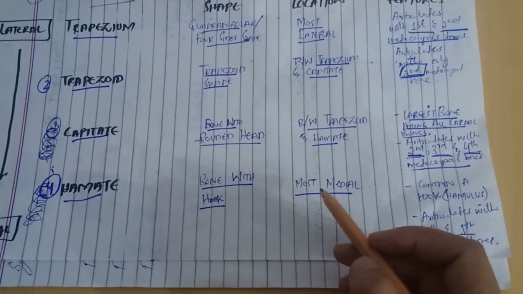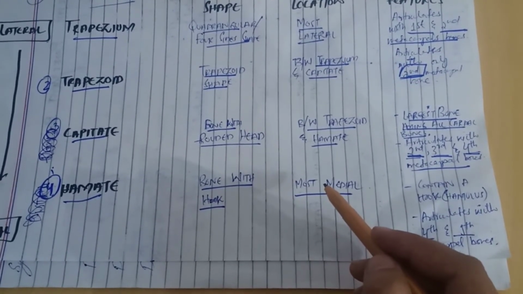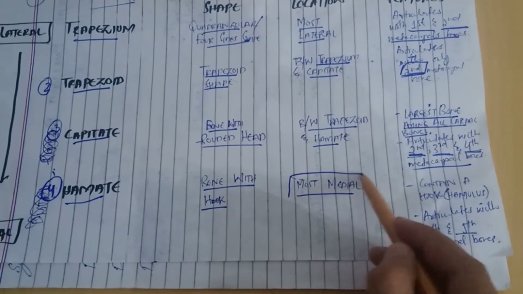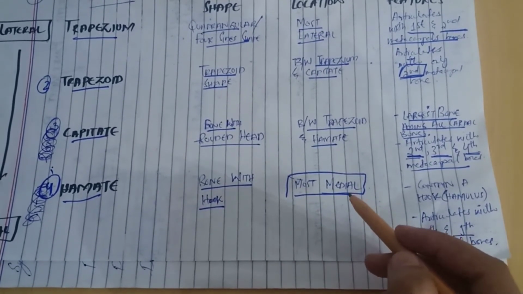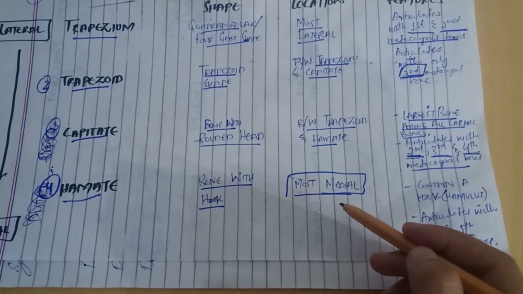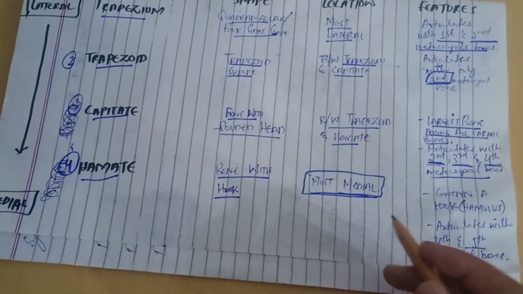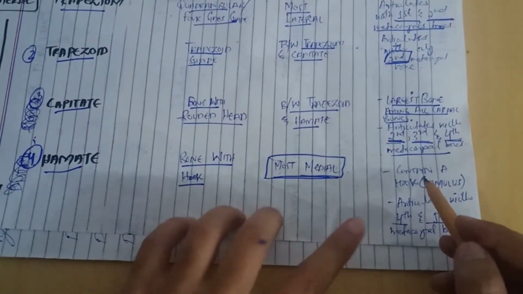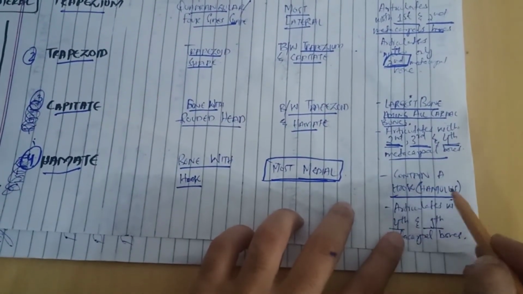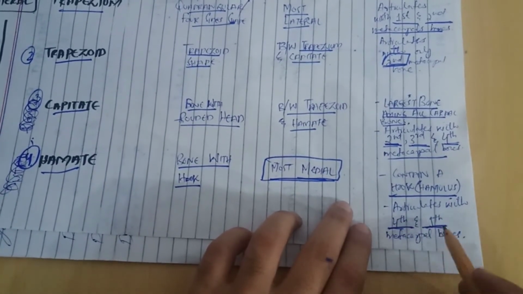The analogous bone of the hamate is the pisiform. As we have seen earlier, the pisiform was not the most medial bone, but here the hamate is the most medial bone, because the pisiform was present anterior to the triquetrum bone, and the triquetrum was the most medial bone in the proximal row. So here in the distal row, the hamate is the most medial bone. Its feature is that it contains a hook which is called the hamulus, and it articulates with the fourth and the fifth metacarpal bones.